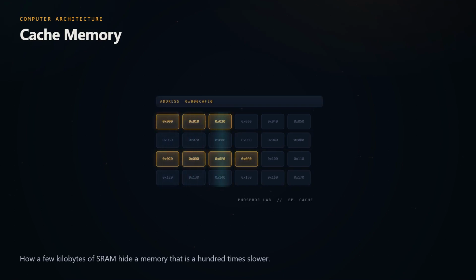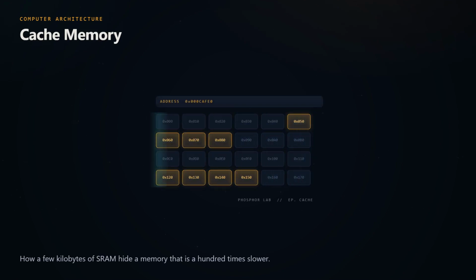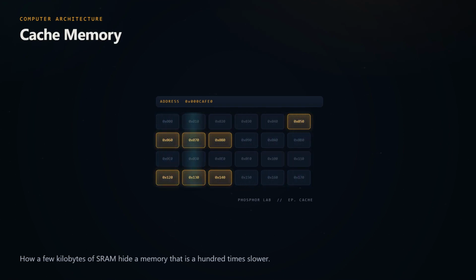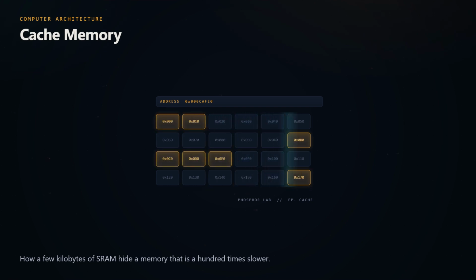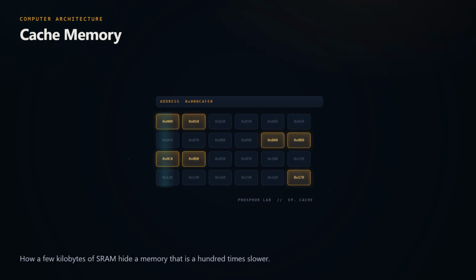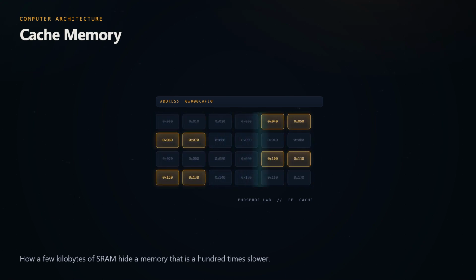Your processor can do billions of things every second, but the memory it depends on is painfully slow. So how does a chip stay fast when its own memory cannot keep up? The answer is a tiny, clever buffer called the cache. Let us build it from the ground up.